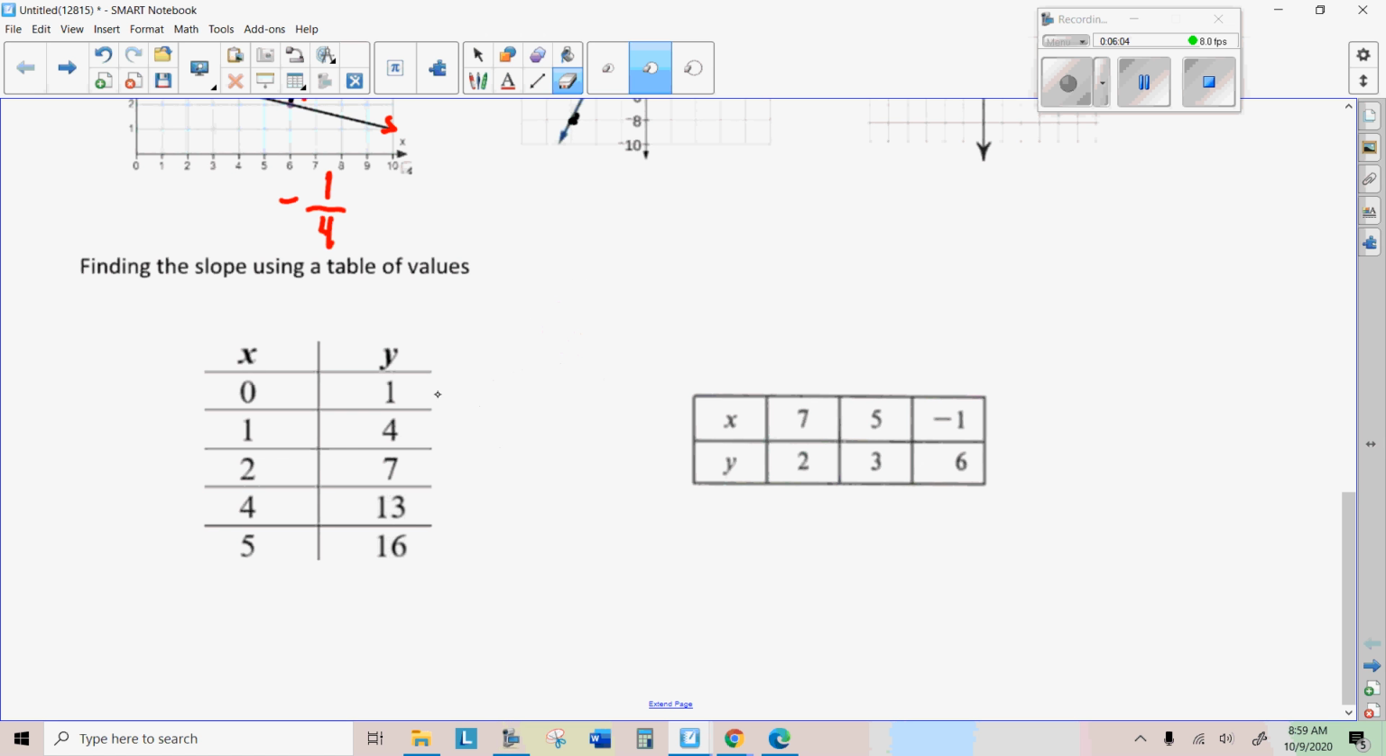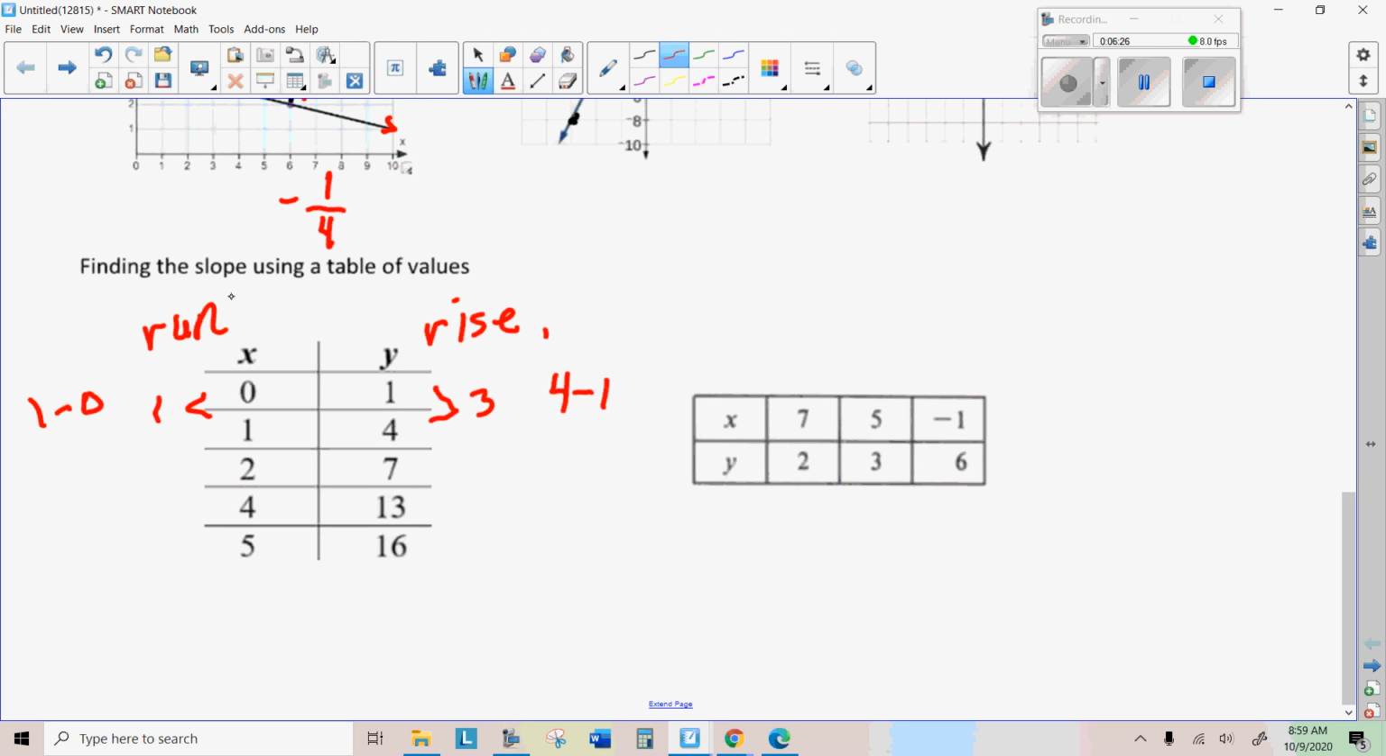So you should notice that this is going up by 3, right? And that's your 4 minus 1, which is the difference in the y values, is the rise. And this is going up by 1 every time. And you can get that by doing 1 minus 0. That's your run. So my ratio is my rise over run, which would be 3 over 1. Now, usually when it's over 1, we just write that as a whole number, 3, because it simplifies to that whole number. 3 divided by 1 is 3.